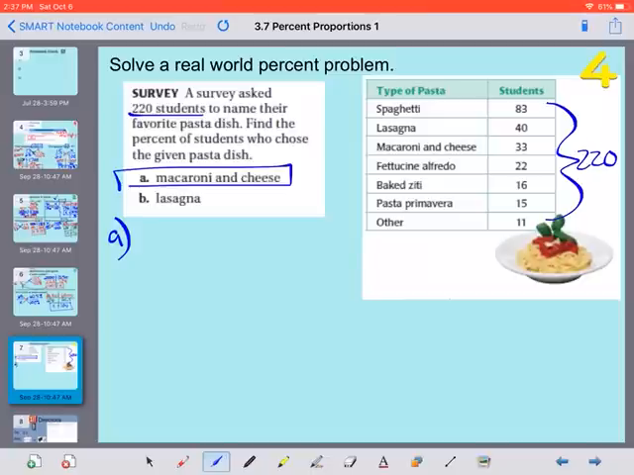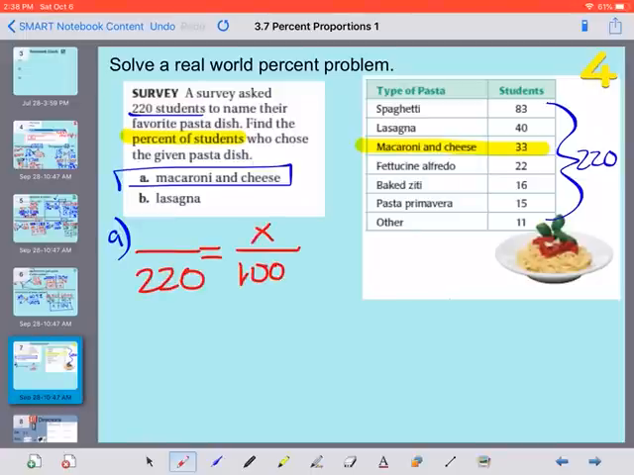Macaroni and cheese is right here. We had 33 people that chose that. We're looking for the percent of students. We don't know what percent, that's what we're trying to find. So we want what percent out of 100, and we know there were 220 students total. Remember, our total goes on the denominator, our part is on the top. We had 33 out of 220 choose this.